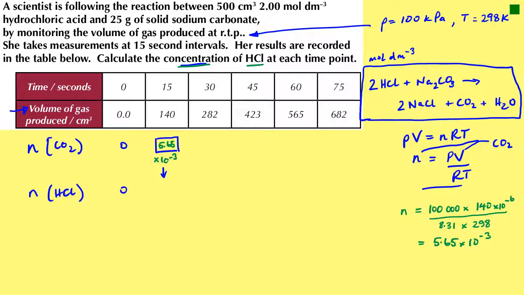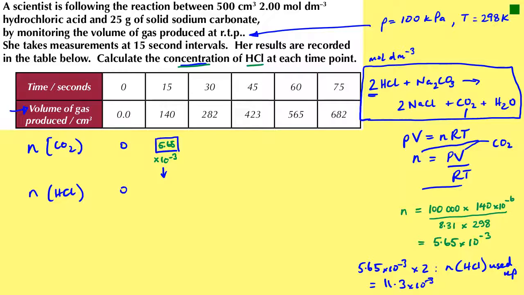So from the balanced equation, we can see that for every 1 mole of carbon dioxide that is made, we would use up 2 moles of hydrochloric acid. In this case, we have made so far 5.65 times 10 to the minus 3 moles of carbon dioxide. So we must have used up twice that. So 5.65 times 10 to the minus 3 times 2 is the moles of hydrochloric acid used up, and that equals 11.3 times 10 to the minus 3 moles.